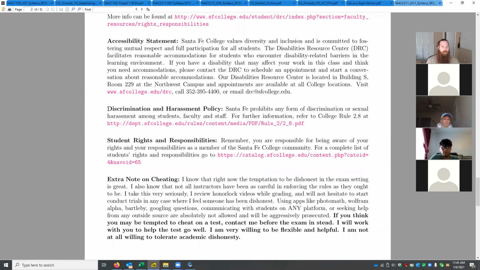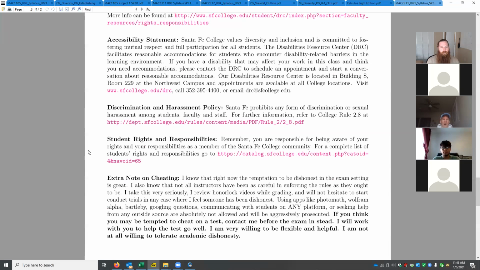Discrimination and harassment is fairly self-explanatory. Everybody who is here deserves to be here and deserves to get the most out of this class. So please be kind to each other, respect each other, and show that same kindness and respect to everybody involved with the college, faculty, staff, other students. Just be nice to each other, right? Make sure that we're being inclusive and friendly with everybody we deal with in the class.